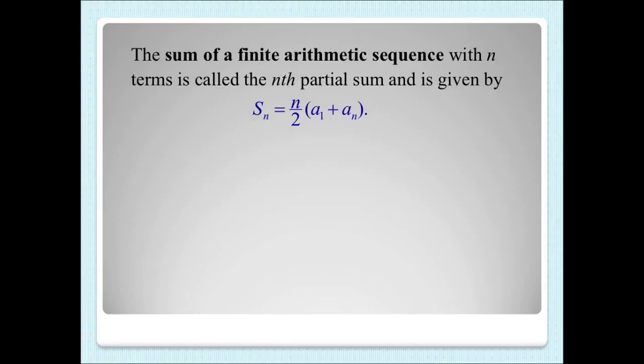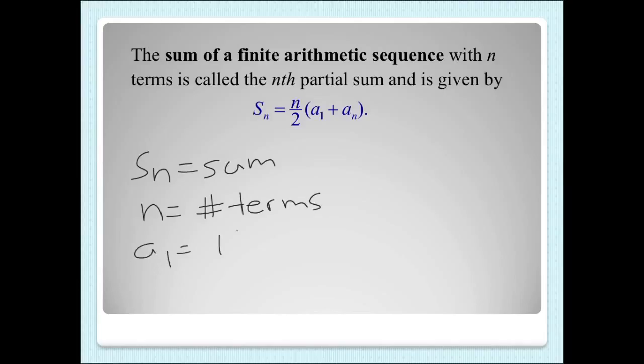S sub n, or the sum, is equal to n over 2 times (a1 plus an). So within our formula, again, S sub n is going to represent the sum. Usually that's what we're trying to find, but sometimes it's given to us. n is always going to be the number of terms that we have, or how many terms we're adding up together. a1 is our first term, and then a sub n is our last term.